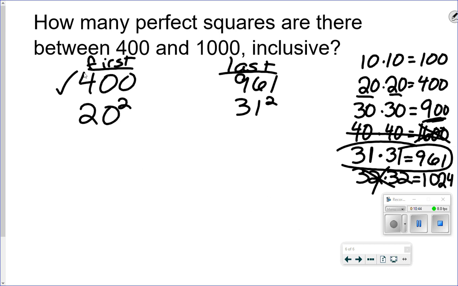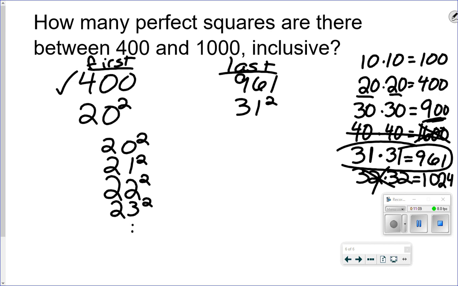So now the question is, how many of them are there? We've got the first and we've got the last. We know 20 squared is the smallest, 31 squared is the biggest. I'm not going to list all these out this time, but just to get it going, we know that if 20 squared's the smallest, 21 squared, whatever that may be, is also in here as a perfect square. Whatever 22 squared is, whatever 23 squared is, all of those up until 31 squared are perfect squares that fall between 400 and 1,000. We just need to know how many there are between 20 and 31, and that's where we use that trick that we just talked about.